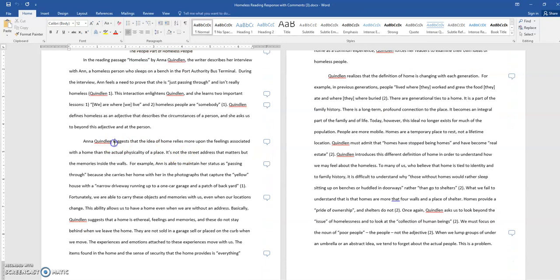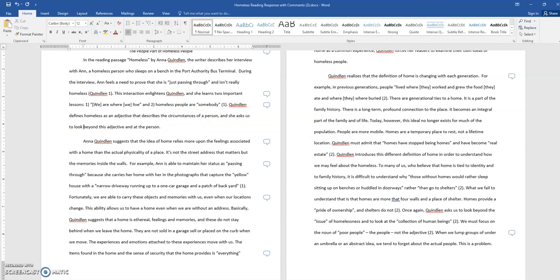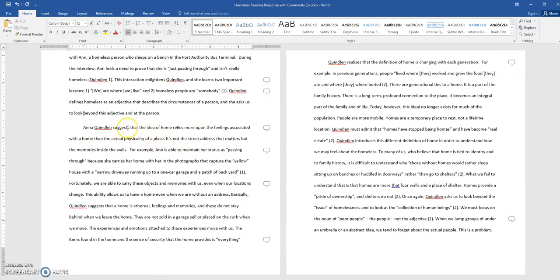Okay, now you look here. That's my claim. That's what I'm arguing that Quindlen's purposes are. Okay, Quindlen defines homelessness as an adjective that describes the circumstances of a person, and she asks us to look beyond this adjective and at the person. That's her whole goal. And her passage is for us to acknowledge that homeless people are people first and then homeless second. Okay, so you got to make sure that you have the claim, which is like her overarching purpose. And then I break it into smaller parts in each body paragraph.